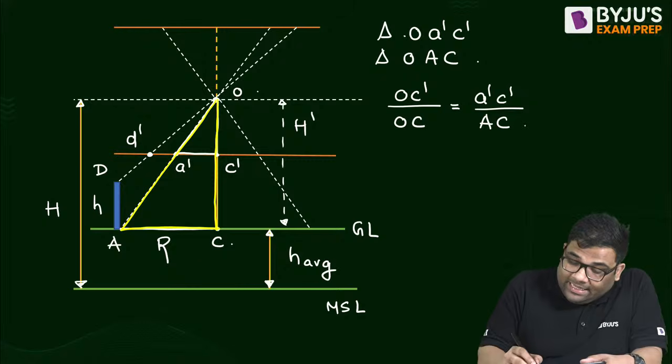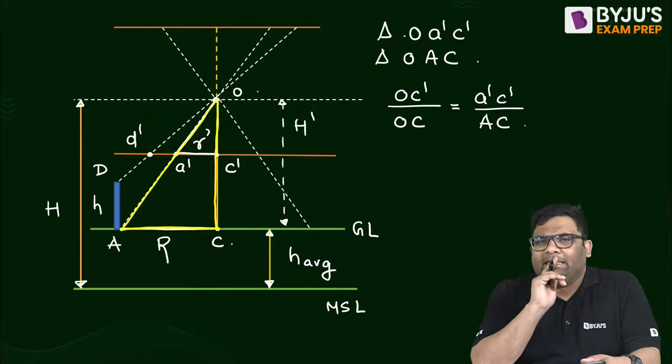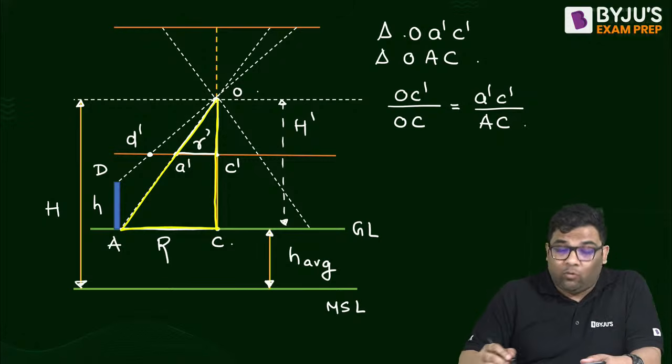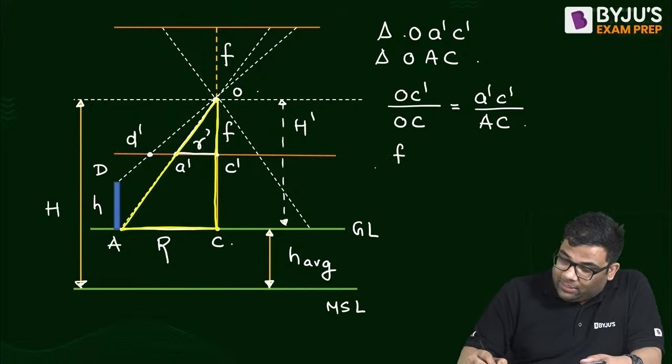Now this A dash C dash, I am giving a name, suppose R dash. Okay, no problem. OC dash is what? Tell me. OC dash is the focal length, right? You see, this is focal length. So OC dash is focal length.